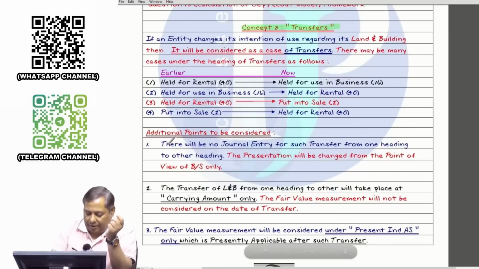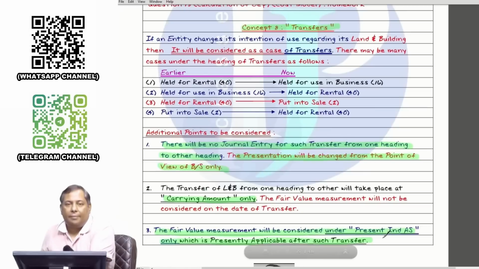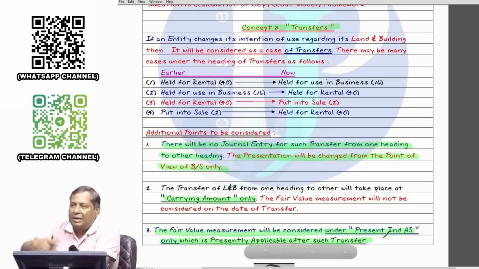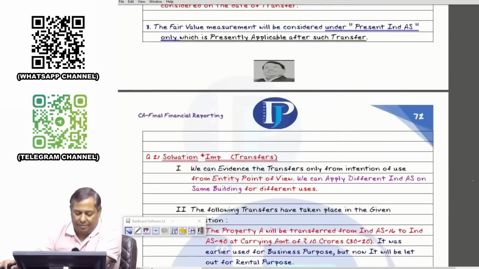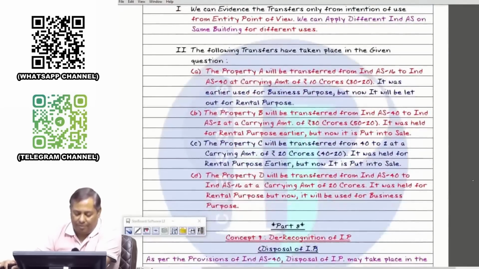Like I said, there will be no journal entries for such transfers from one heading to another. The presentation will only change in the balance sheet. Listen, you can make changes only in the carrying amount, and the measurement will change to whatever Ind AS you choose, and you go accordingly. First, take the carrying amount there. Once you get there, see what the Ind AS says and follow it. This entire matter has been explained to you properly with questions. Look, the 21st question has been done.